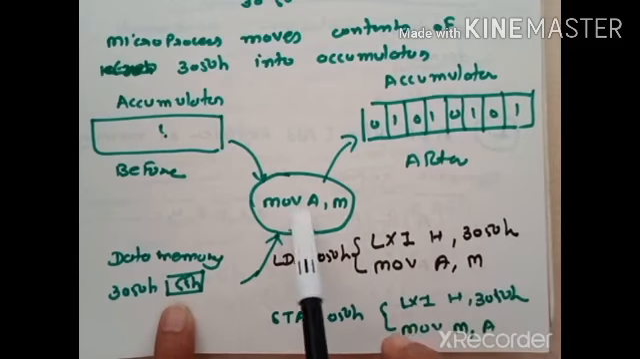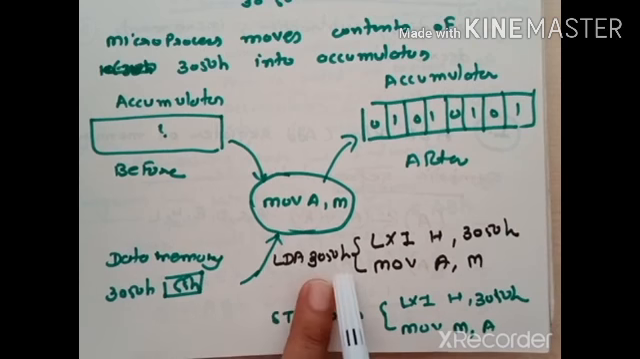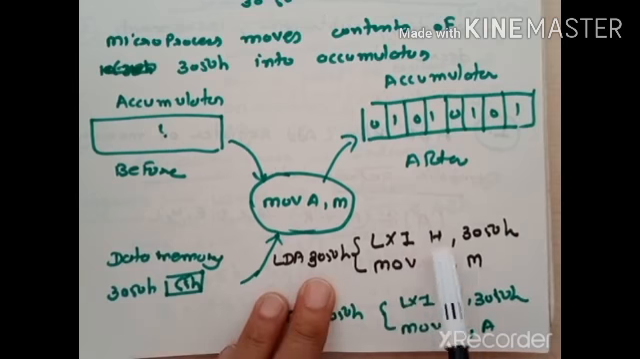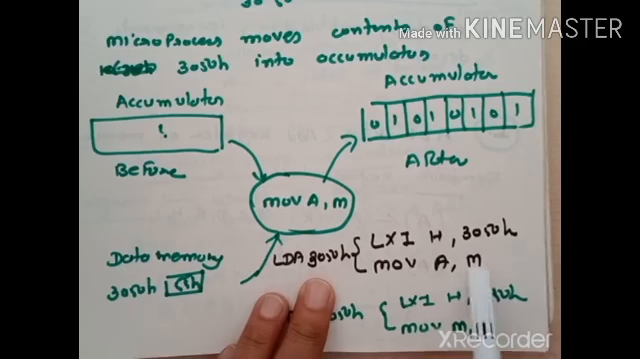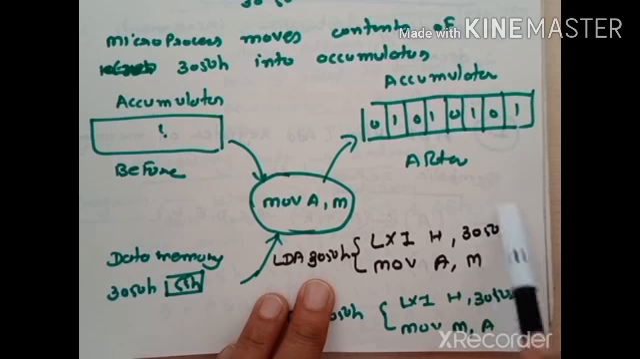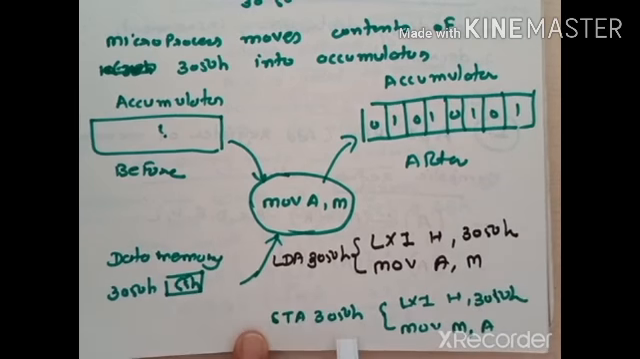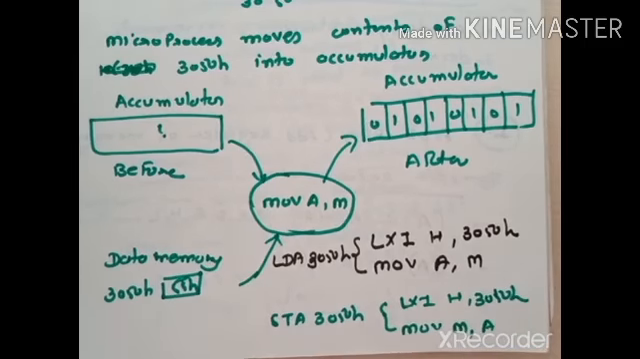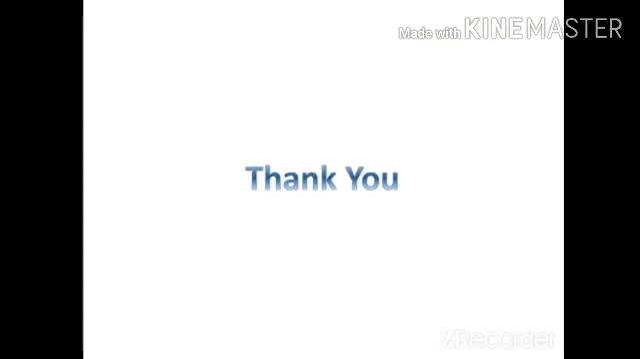LDA 3050 is equivalent to these two instructions: LXI H, 3050 and MOV A, M. That means before execution of this instruction, the memory address is specified in the HL pair. Next, STA 3050. In this, before execution of MOV M, A, LXI H, 3050, that means the 3050 address is specified before this instruction. Thank you.